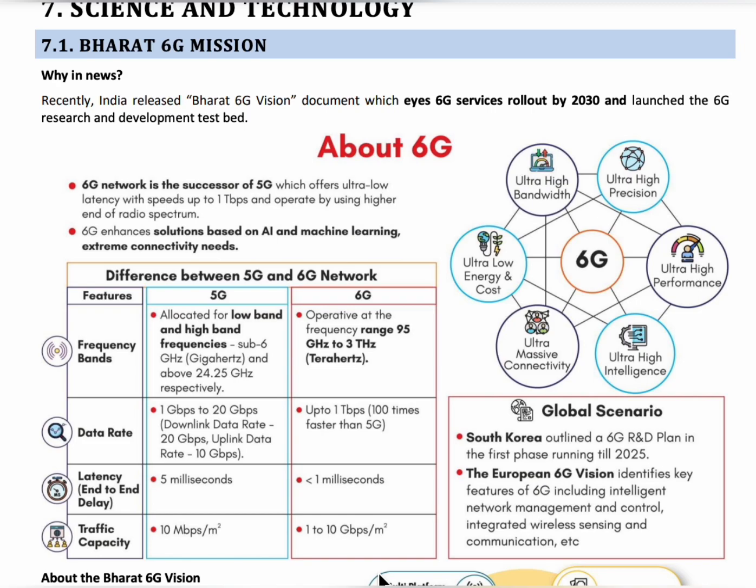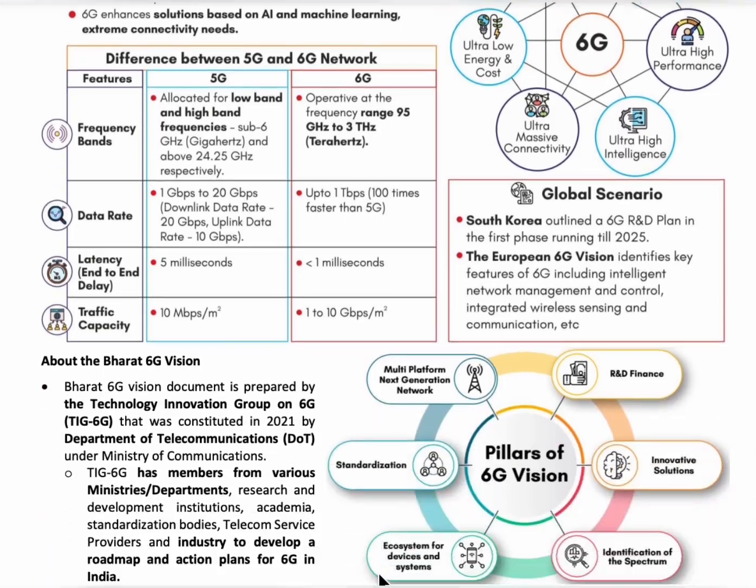Next topic is Bharat 6G mission. So 6G is the successor of 5G. It has a frequency range of 95 gigahertz to 3 terahertz. It is almost 100 times faster than 5G. 6G network provides ultra high performance, intelligence, massive connectivity, bandwidth and ultra low energy and cost. So for 6G research and development, Bharat 6G vision document was released under the Ministry of Communication.